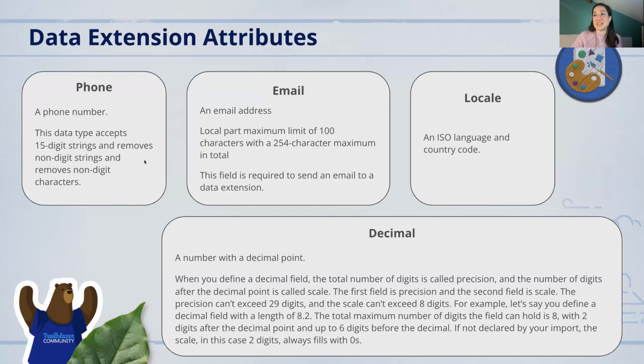But our other data types as well are phone number. So this is going to be a 15-digit string and removes any non-digit strings. Our email address, that's going to be an important one. So it's looking for that @ sign and making sure that it's a valid email address. Our locale, and then a decimal as well. So within numbers, we have whole numbers, which are going to be our integers, and we have the choice of decimals as well.